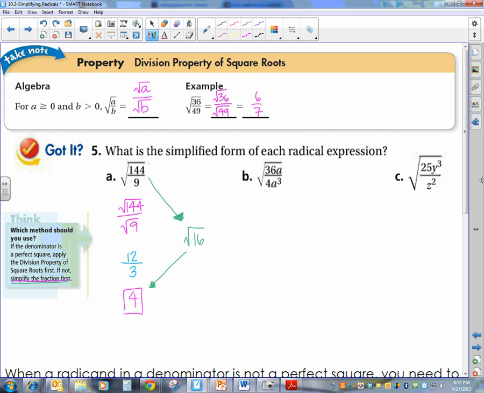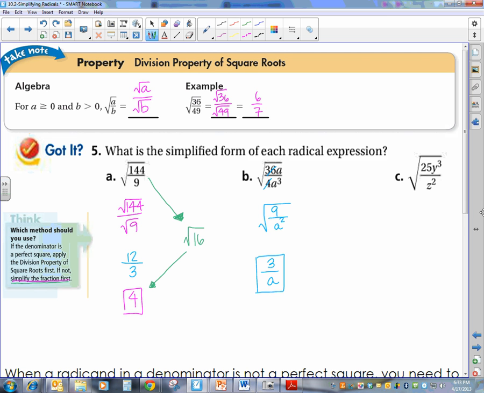Okay, so our next problem, I'm going to again look to see if I can simplify. And I know that 4 goes into 36 and it goes 9 times. And I have 1 a on top and 3 a's on bottom. So I simplify that. That leaves me with 2 a's on the bottom. And now I take the square root of 9 and the square root of a squared, and I'm left with 3 over a.